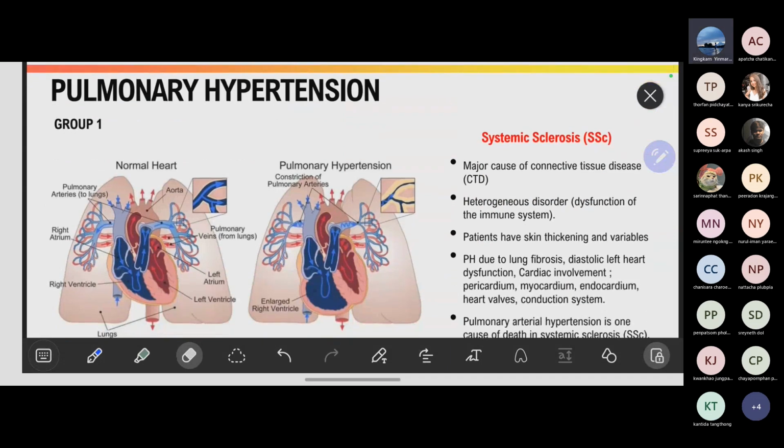This slide shows systemic sclerosis. It is one cause of connective tissue disease, and this is an example cause of group 1 of pulmonary hypertension. Patients usually have thickened skin. When you see a patient with systemic sclerosis who was referred to echocardiography, don't forget to assess the probability of pulmonary hypertension.